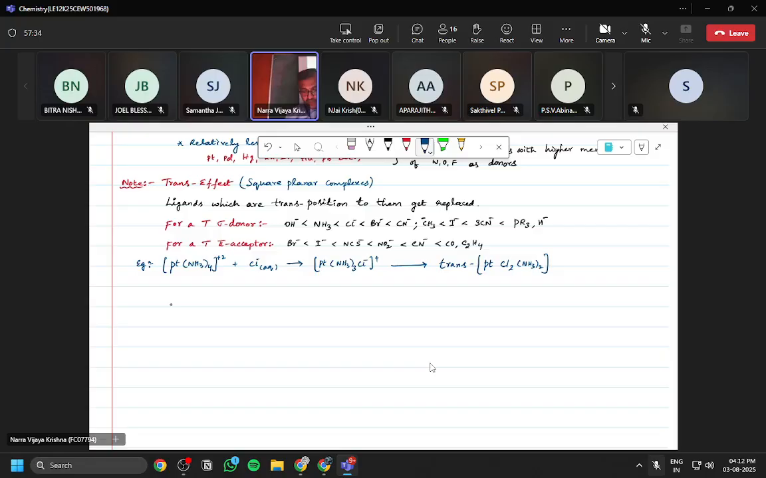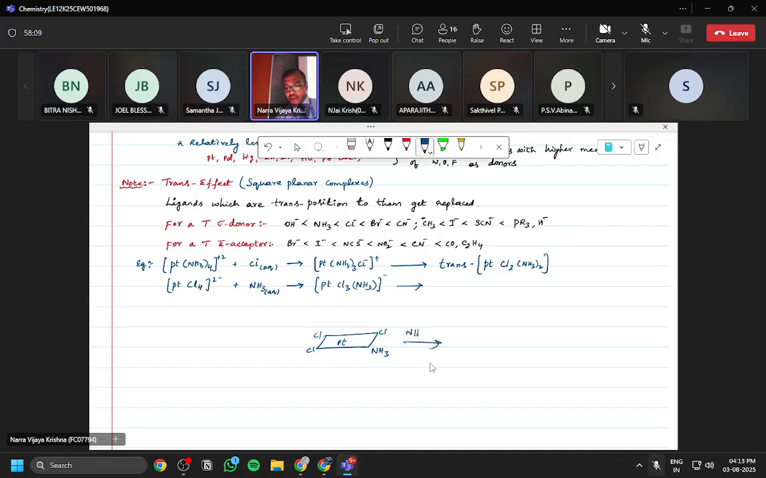Now, one more example. We are taking the platinum Cl4 2 minus complex, allowed to react with ammonia. Now what happens? First step. Among the 4 chlorines, any one chlorine will be slowly replaced by ammonia. Any one chlorine. So what do you get? Platinum Cl3 NH3, 1 minus. So platinum, 1, 2, 3 chlorines and NH3.